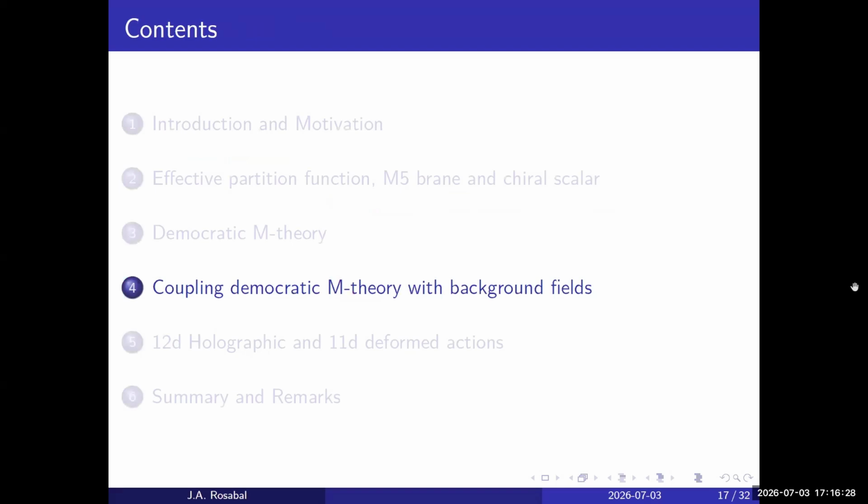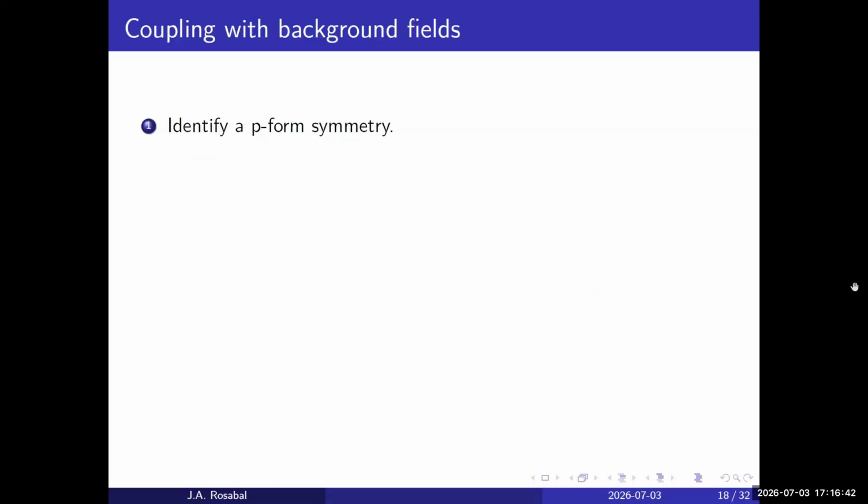So now I will follow the recipe. Remember, there are 3 steps. The first one is I need a symmetry, but it's not any symmetry. It's a symmetry like a shift. I need to make a shift on the fields. This is the first step. But in this case, it's a p-form symmetry. It's not a 0-form symmetry.